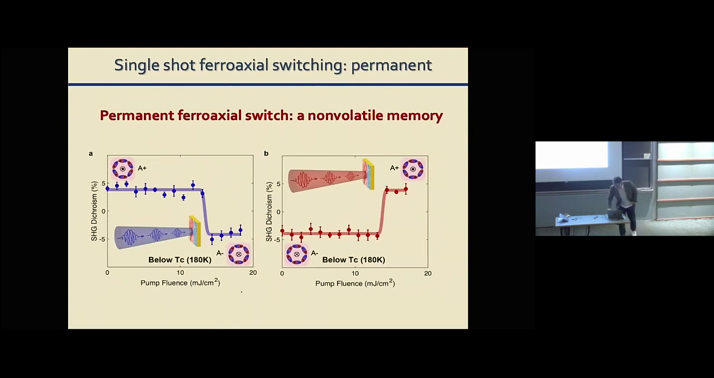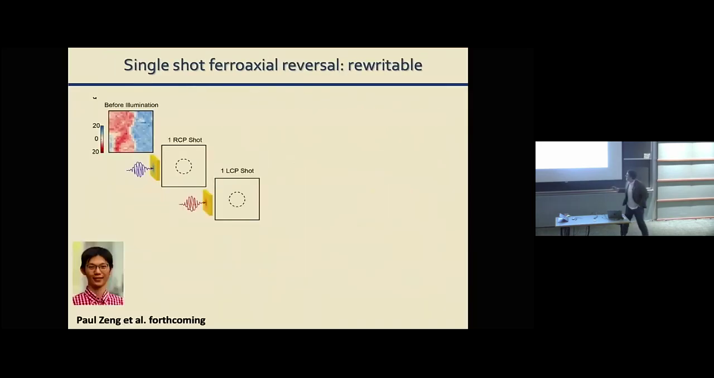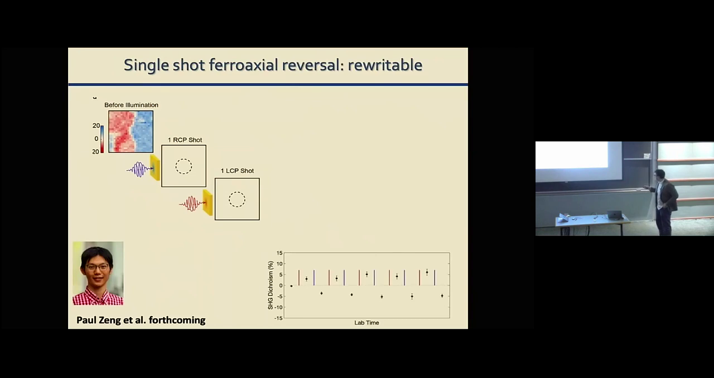But what he showed, the more interesting part, is that if you take one of these domains and you take one single pulse with circular polarization, you can take the right domain and make it a left domain. Then you leave your sample there for 10 minutes. You come with the opposite polarization and you switch it back to another non-volatile ultra-fast state. This is a demonstration of this.